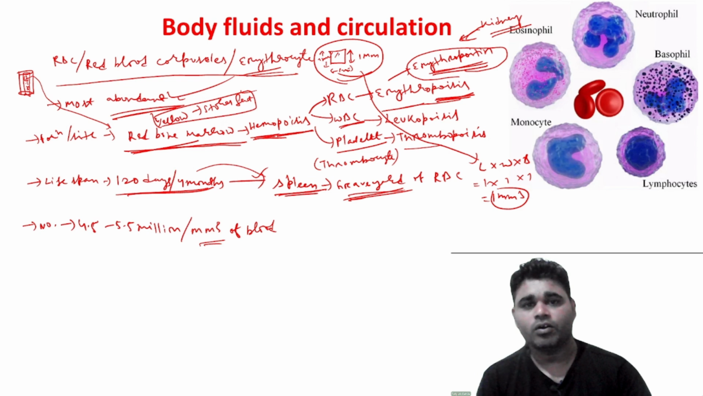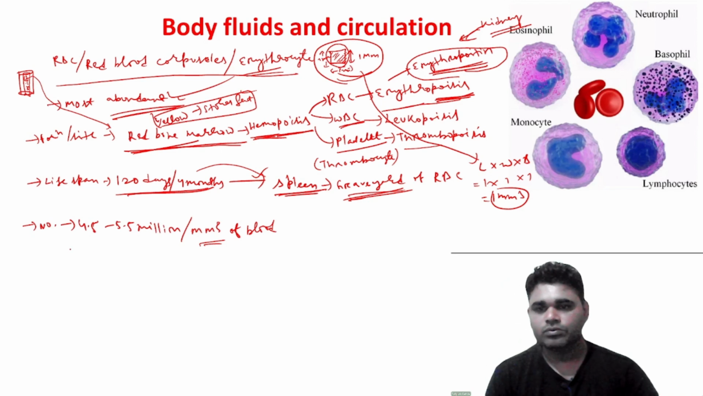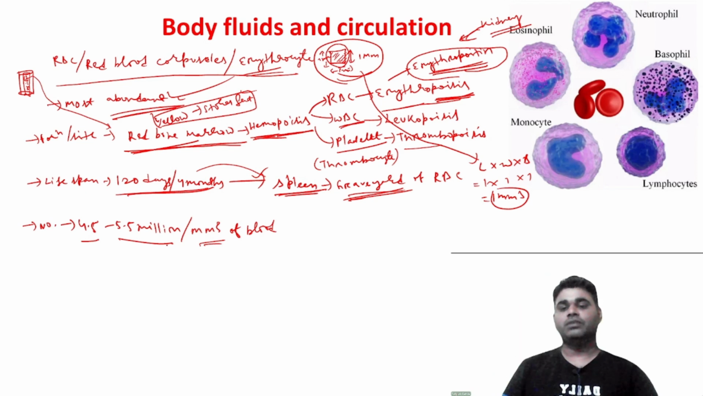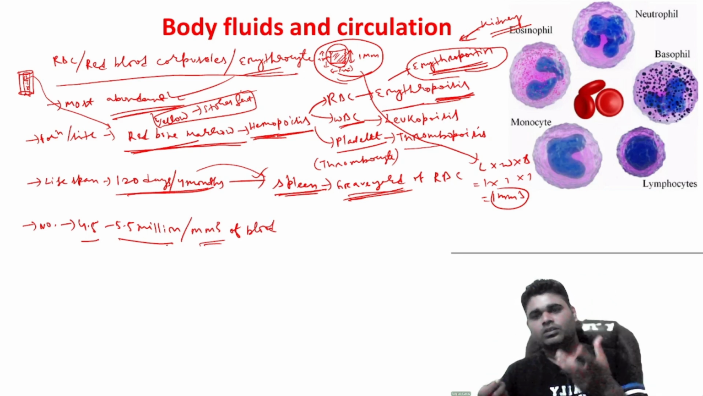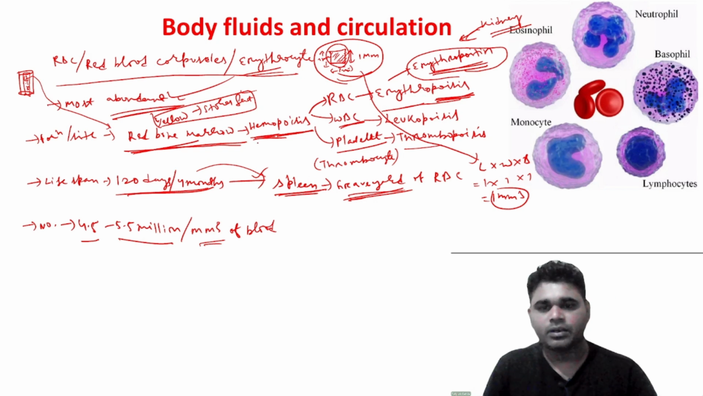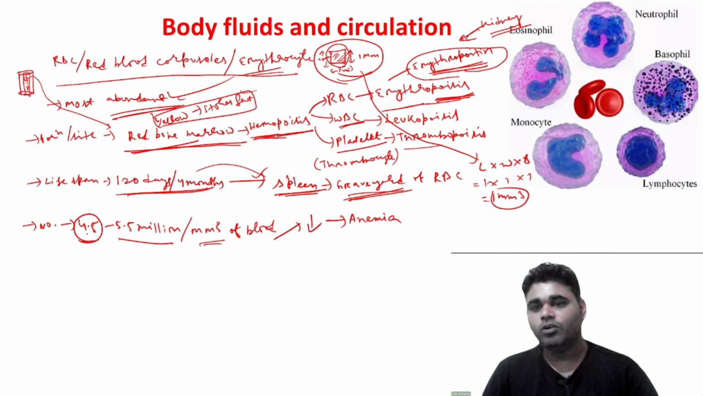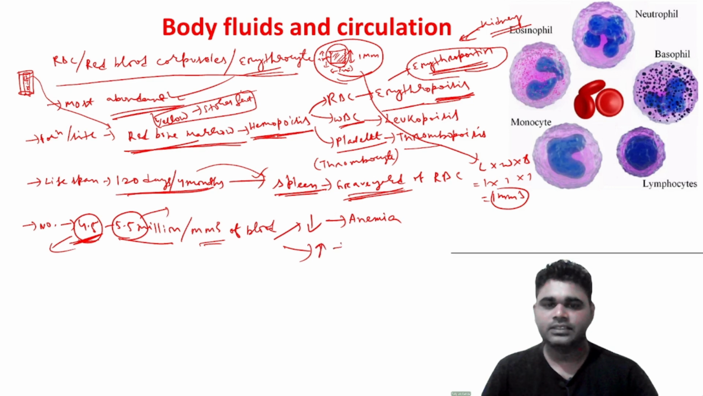So the volume of this cube is the mm cube. If we fill the blood in this cube, we can say that this much blood is called 1 mm cube. So in this 1 mm cube of blood, 4.5 to 5.5 million RBC are present. But sometimes the number of RBC goes down, or the number of RBC goes high. If the number of RBC goes very low, we say the condition is called anemia. That means when the number of RBC is below 4.5, the condition is called anemia. But when the number of RBC is higher than 5.5, it is called erythrocytosis.